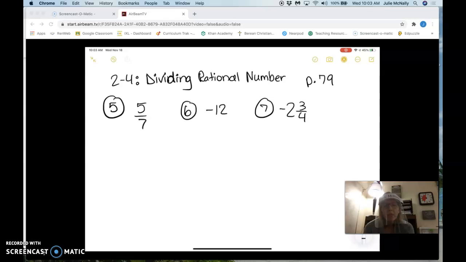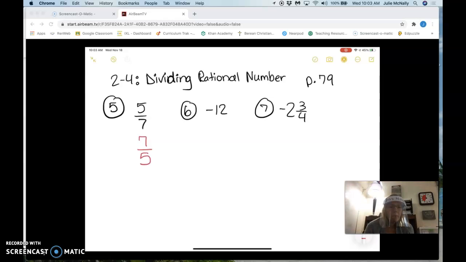Didn't get all the notes? Go back a little bit in the video and copy all those down in your math journal because that's going to be super important. So we're going to do some examples now of multiplicative inverse. And what does that mean again? Multiplicative inverse means flip the fraction.